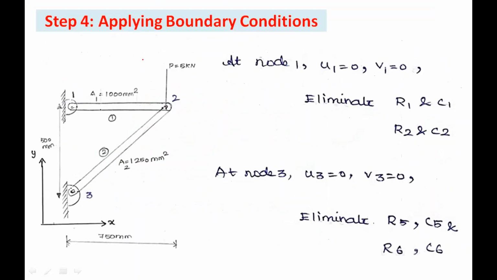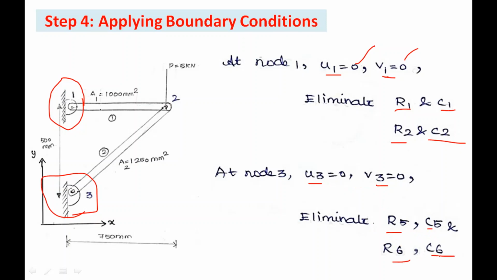So applying the boundary condition for this truss problem, node 1 is a supported end, node 3 is also a supported end. So node 1 we have 2 degrees of freedom, U1 V1. Because it is supported, we will make U1 is 0, V1 is 0. So the corresponding rows and columns can be eliminated. For U1, row 1, column 1, V1, row 2, column 2 can be eliminated. Similarly, for node 3, since node 3 is a supported node, the degrees of freedom U3 will be 0 and V3 will be 0. Then the corresponding rows and columns, row 5, column 5 and row 6, column 6 can be eliminated.